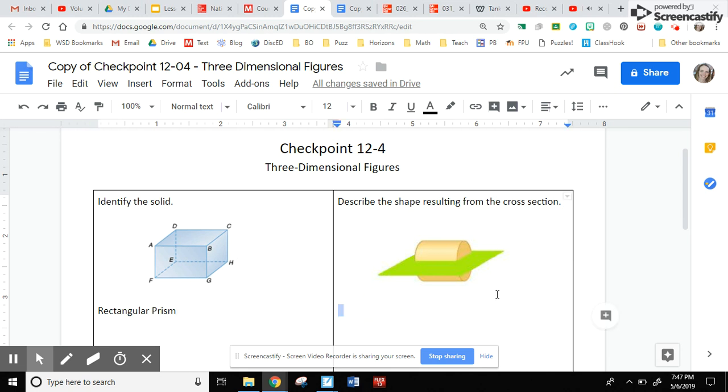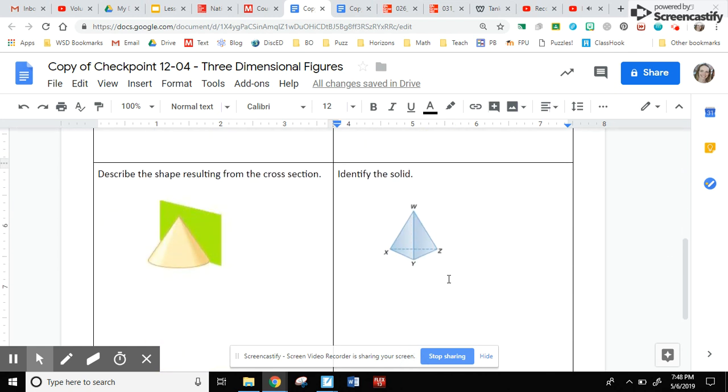Next question, describe the shape resulting from the cross section. Remember, we took Play-Doh and a piece of floss or scissors to cut through our cross sections to see what it would look like. So here you can see on the screen a piece of paper going through the middle of a cylinder and what shape that would be once I cut and opened up that cylinder. And you would have put rectangle, but spelled correctly. Rectangle, there we go.